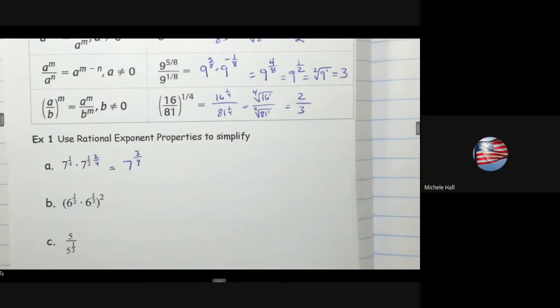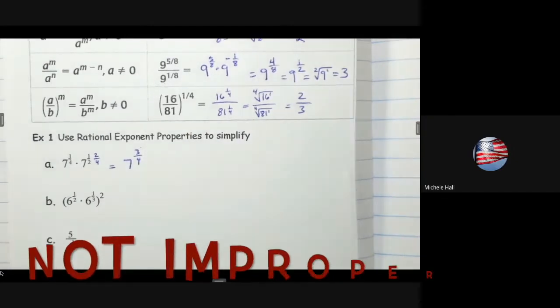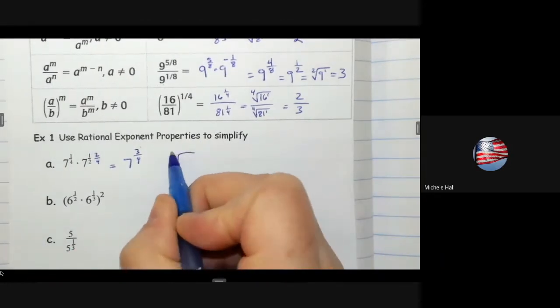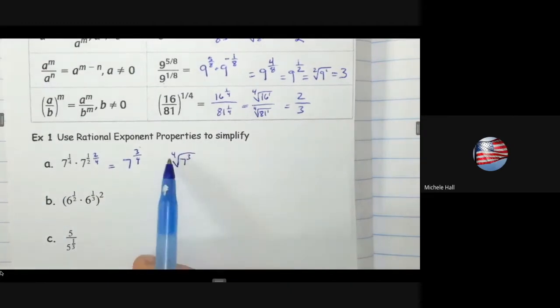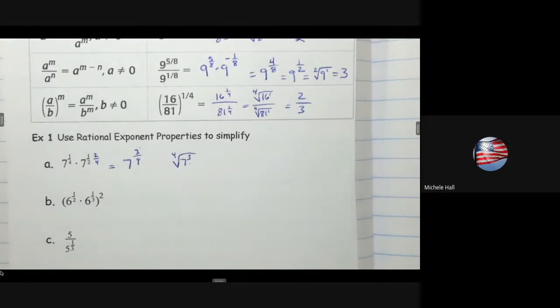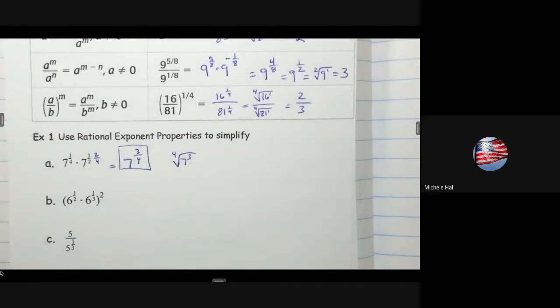How do I know that this is simplified? I have a fraction and it's not top heavy. If I looked at the fourth root of 7 cubed, well, the fourth root says that I have to have 4 of something under the radicand, and I only have 3 sevens. I don't have enough sevens to be able to work out to the fourth root. I know my answer is reduced and simplified.